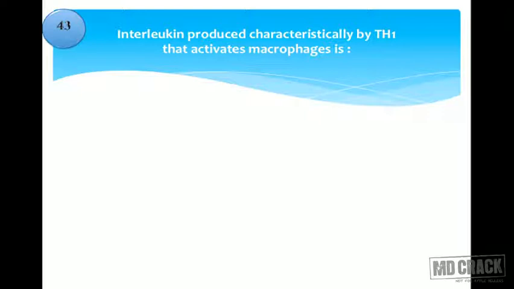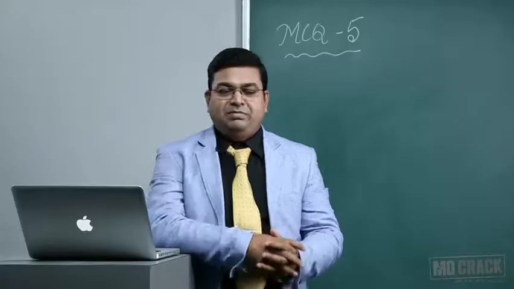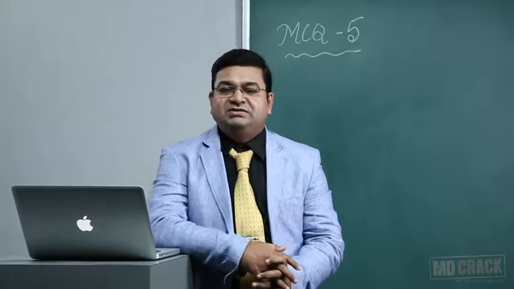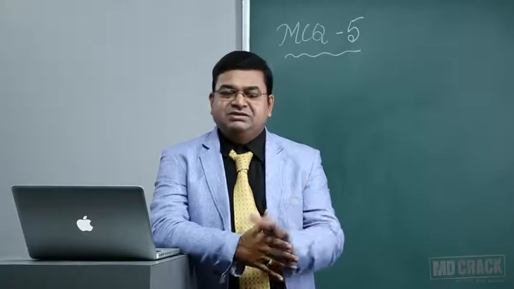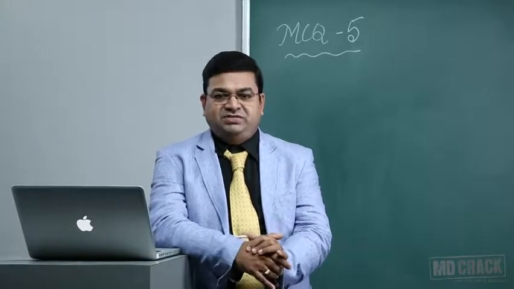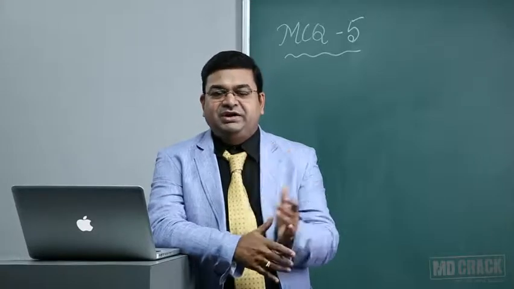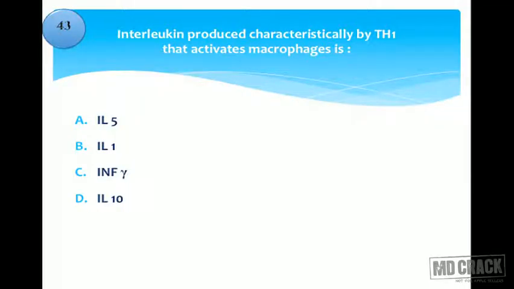Interleukin produced characteristically by T helper 1 that activates the macrophages is. That means which important cytokine is required for the activation of macrophage. We have so many interleukins here: interleukin 5, interleukin 1, interferon gamma, interleukin 10. So what is the correct choice? Remember my friends, interferon gamma is the most potent activator of macrophages. That is a must for the activation of the macrophages, and that is secreted by the activated T lymphocytes. So the answer should be interferon gamma.